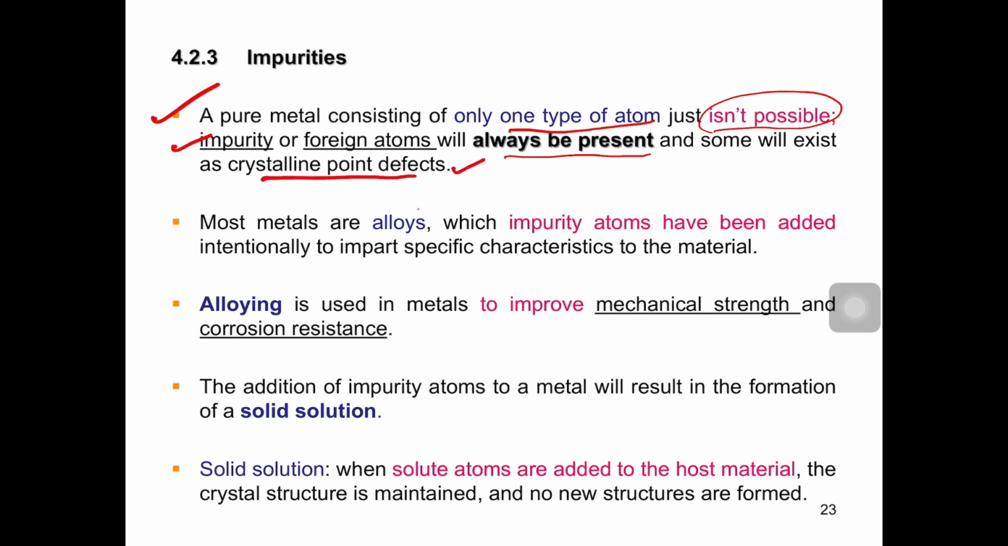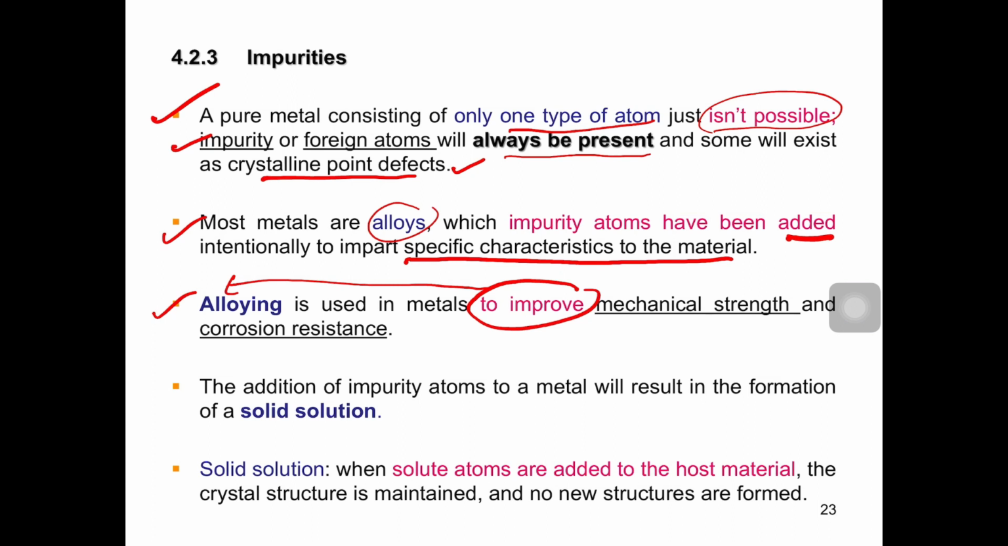Most metals are alloys, in which impurity atoms have been added intentionally to impart specific characteristics to the material, as I discussed before, that the addition of material gives more properties, increasing them in terms of hardness or something else. Alloying is used in metal to improve, remember that, the mechanical strength and corrosion resistance. The addition of impurity atoms to a metal will result in the formation of a solid solution.